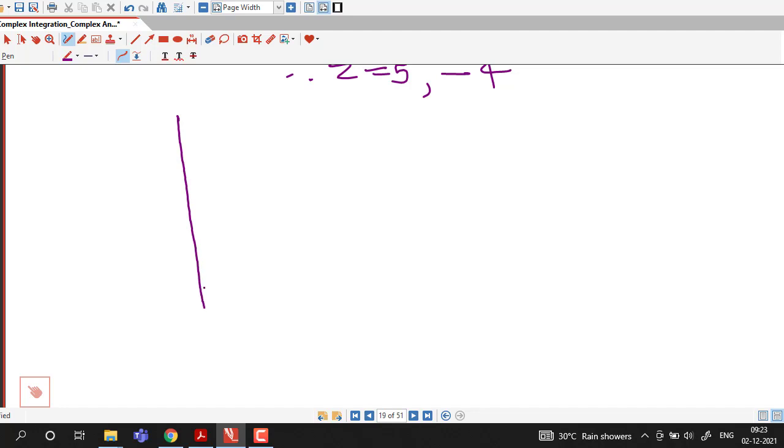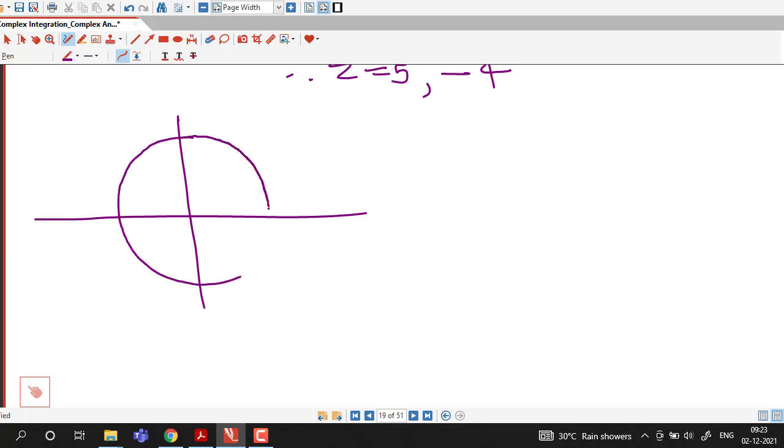Now our contour is mod z equal to 2. Okay, so let me sketch again. Suppose this is mod z equal to 2. So this distance is 2. This is x-axis, this is y-axis.